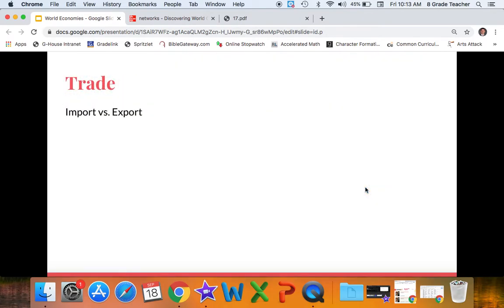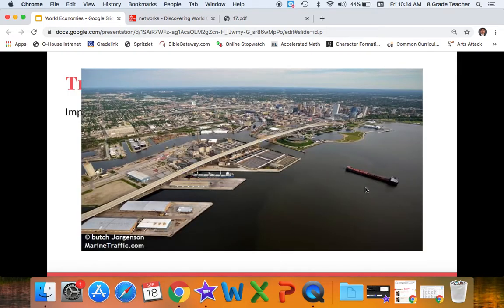In the last portion of your reading, you're going to learn about the global economy. And one major aspect of that global economy is importing and exporting. Importing means something is coming into my country. Exporting means something is leaving my country. And I have a picture here of where that import and export happens right in Milwaukee.